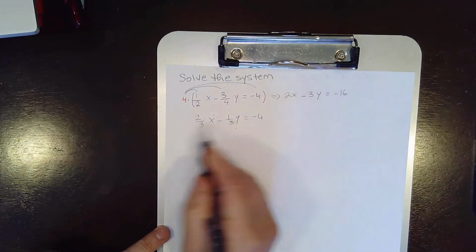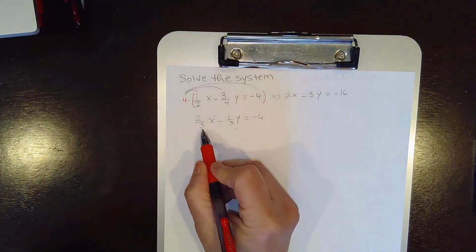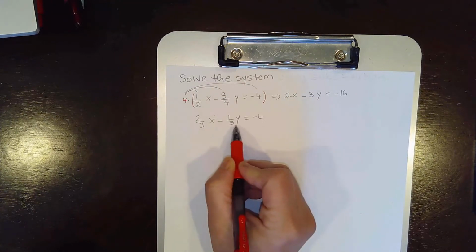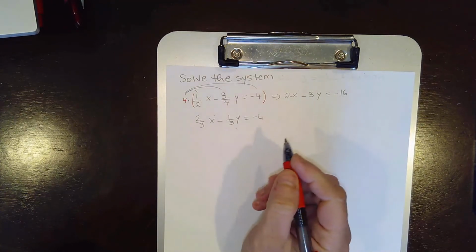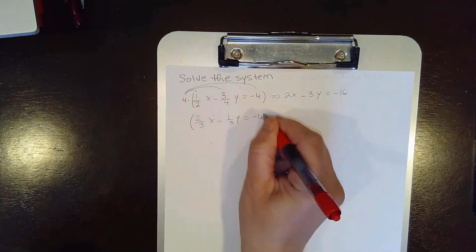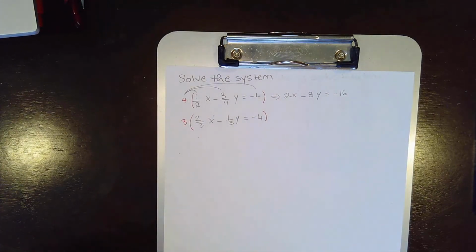We're going to be doing the same thing in the second equation. You have the denominator is 3 in both fractions here, so that's easy. The LCD is 3. It's the same as the denominator. So we multiply the whole equation by 3.